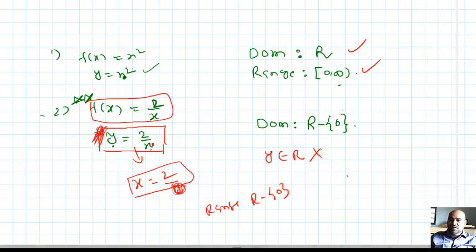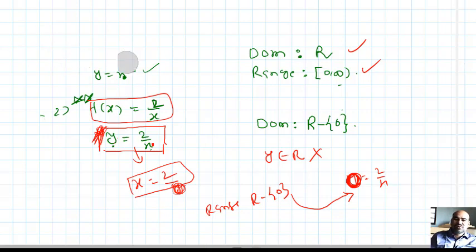Do one thing: y equal to 2 by x. What I told here is that your y should not be 0. So what value of x gives y equal to 0? Observe first of all, it does not happen. No such x value exists. 2 by x is never 0. 2 by x gets nearer to 0, but 2 by x is never 0. Understood? That's why there is no x which gives y as 0. That's why the range of this function is taken as capital R minus {0}.